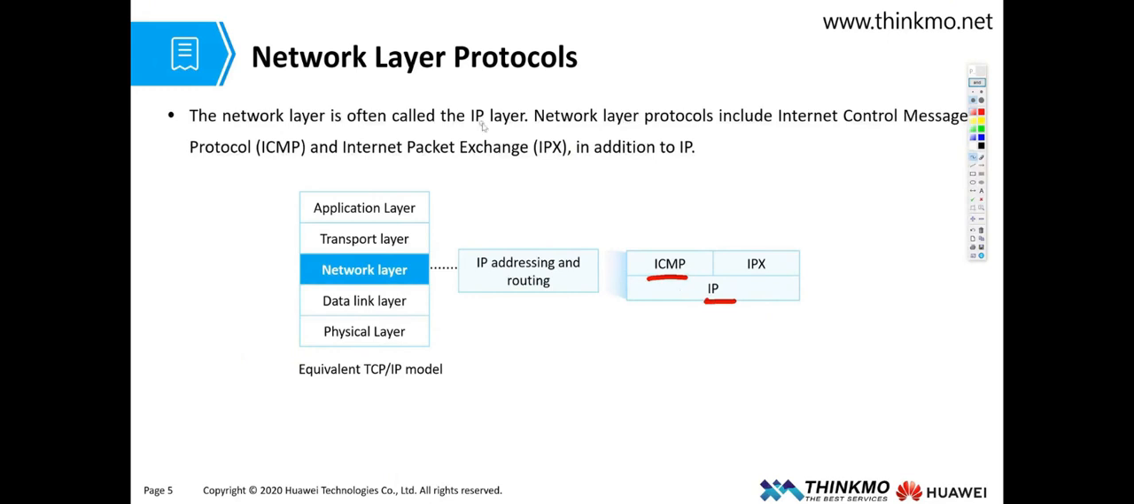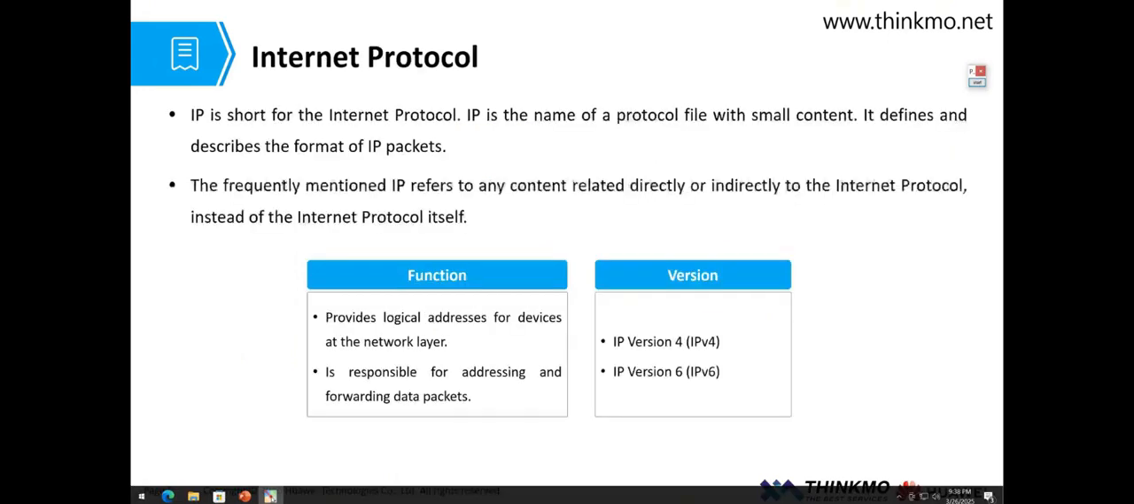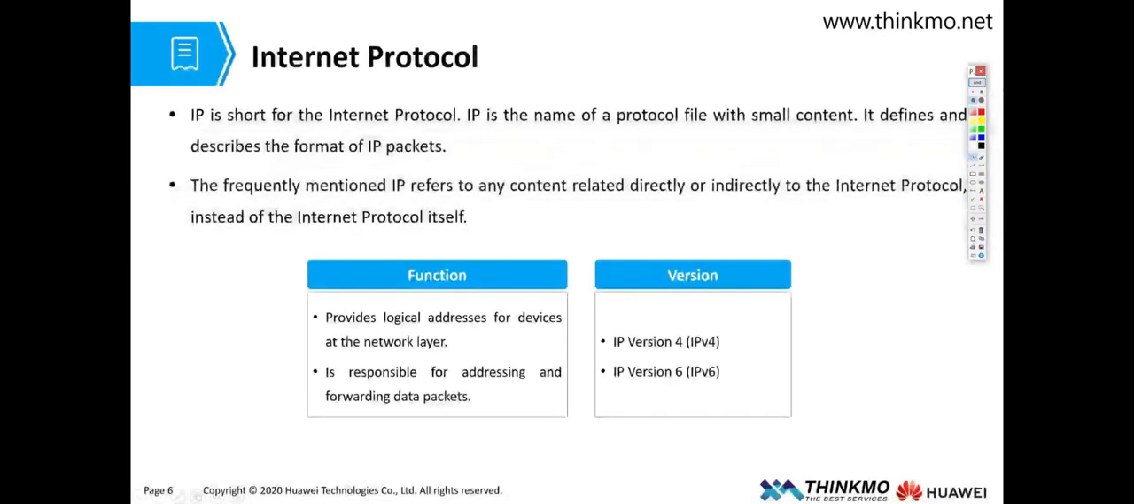The network layer is often referred to as the IP layer. As we mentioned before, our IP layer actually contains many things. So, what about IP? It is actually an abbreviation for Internet Protocol. When we talk about IP addresses in the future, they will be divided into two versions: IPv4 and IPv6 addresses. In our network, it provides a logical address for the devices on the network layer, which means it's a virtual address. And it is responsible for handling and forwarding these data packets.